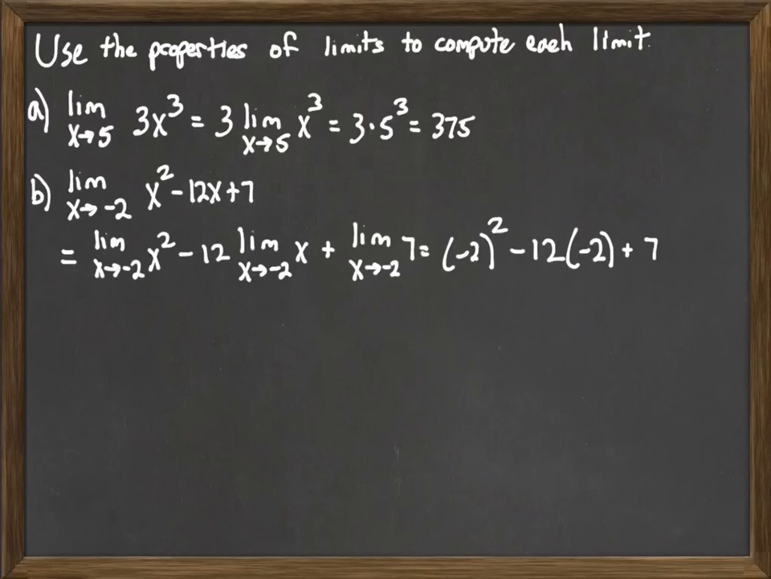And then we just simplify that. Oops, looks like I got ahead of myself and forgot to actually write that down. Negative 2 squared minus 12. So negative 2 squared would be 4. Positive 4 minus 12 times negative 2 would be plus 24. 4 plus 24 is 28. And 7 would give us 35.